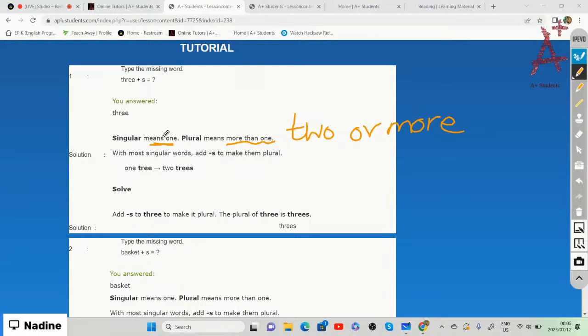With most singular words, we just add s to make them plural. So the singular word would be, for example, tree. Then we just add an s to the word tree, and it will indicate that we are referring to more than one tree, which is trees, two trees or three trees.